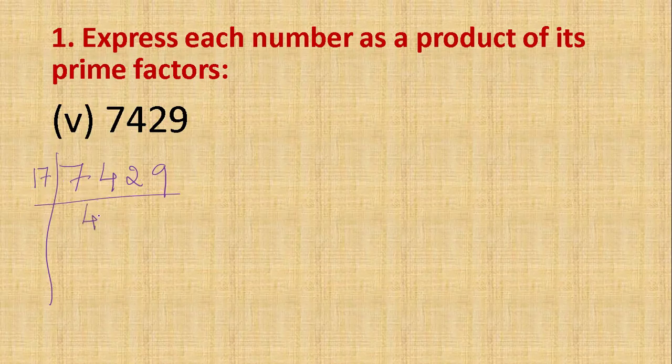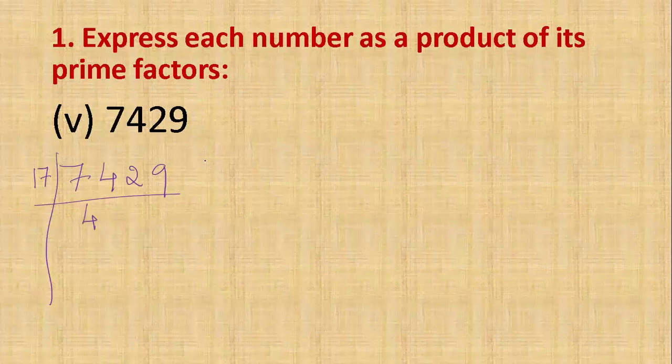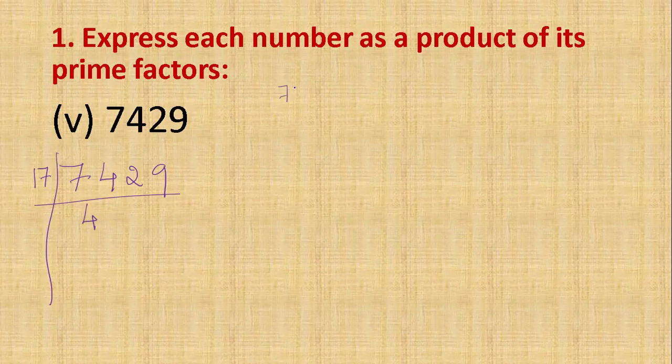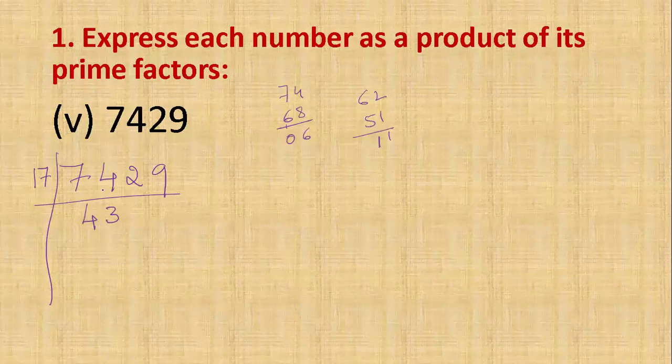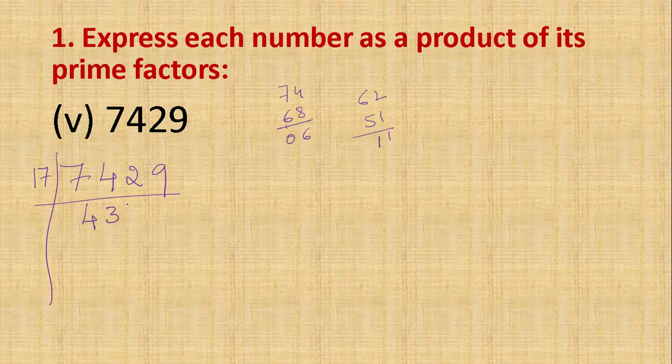17 fours are 68. 74 minus 68 is 6, carry 1, 6 left. It becomes 62. 17 threes are 51. 62 minus 51 is 11. It becomes 119. 17 sevens are 119.